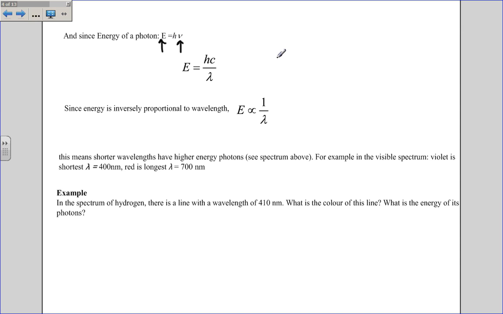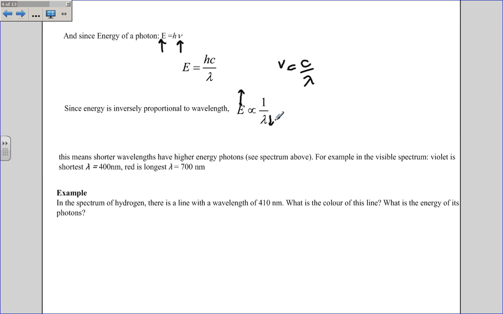If we sub in our universal wave equation, which is frequency is equal to c over lambda, if we sub that in for the nu here, we get a relationship of energy and wavelength. So energy is equal to Planck's constant times the speed of light divided by the wavelength. And what we can see here is that wavelength and energy are inversely proportional. So as the energy is increasing, the wavelength is actually decreasing.